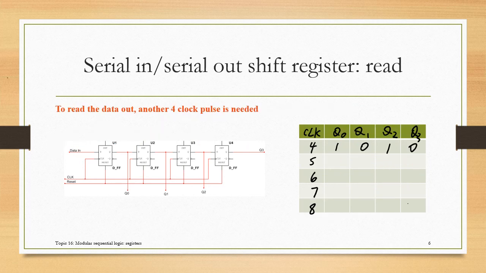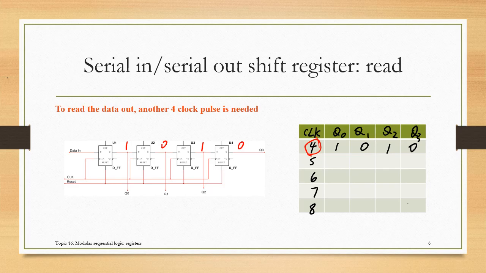Okay, so if we follow the previous slide, let's continue to read the data out after we store it. If you remember, at the fourth clock rising edge, we stored the 4-bit data in the 4 flip-flops, right? Now I want to read the data out.